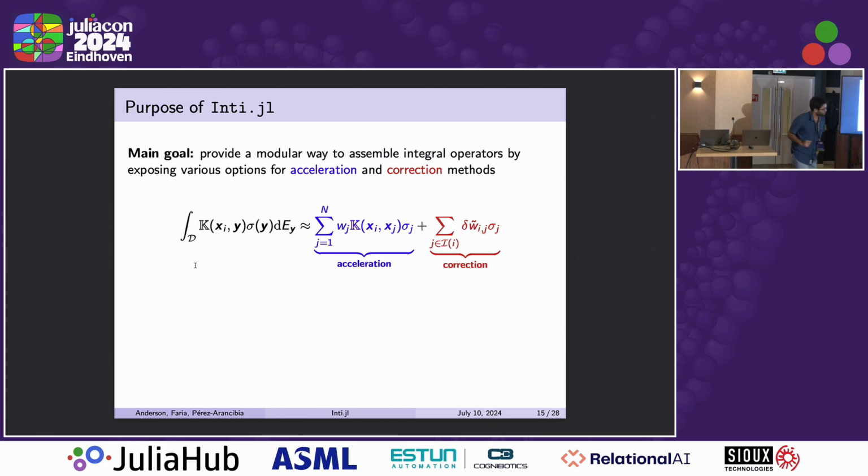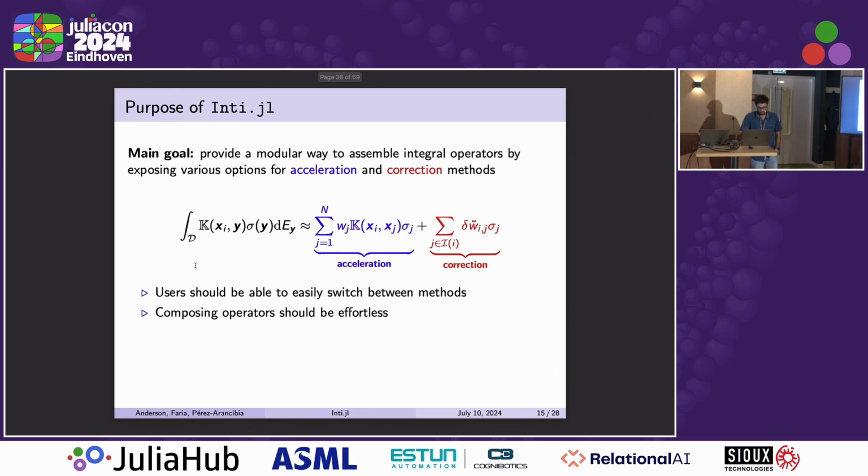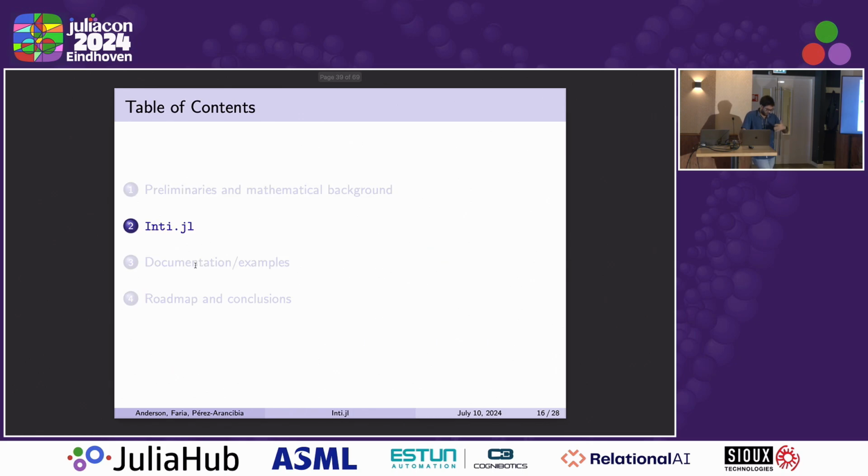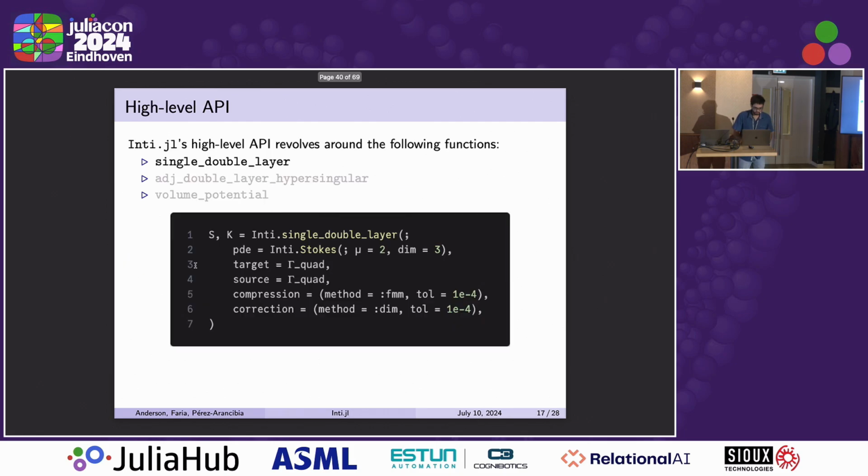So the main goal is really to be able to compose. What we wanted is that you should be able to switch between different methods easily. We want to be able to compose these operators. I showed very simple examples, but the moment you start to mix boundary conditions and different PDEs, say you have some elasticity problem coupled to acoustics, then you may need to start composing these objects. We want to handle complex geometries, and we want to do so efficiently. So that led us to decide to write a package.